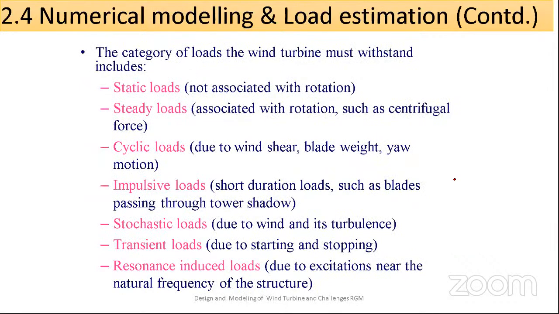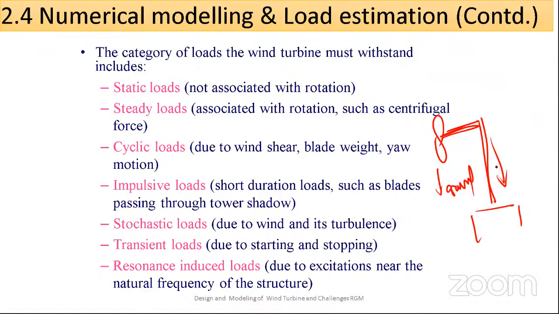Okay, numerical modeling. The wind turbine must withstand the category of loads, starting with static load. You know the structure of the turbine, the tower, and I have the foundation, right? Static load: if there is no wind, simply it has to stand. One is the gravity load that will apply. The other is the load not associated with the rotation.